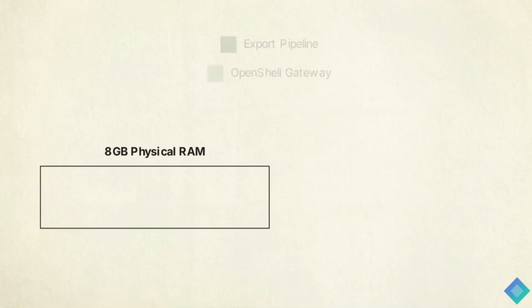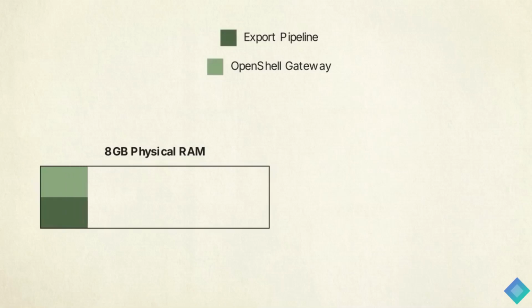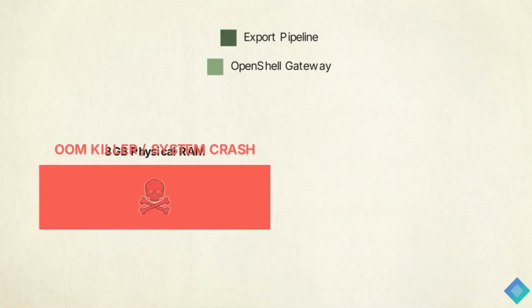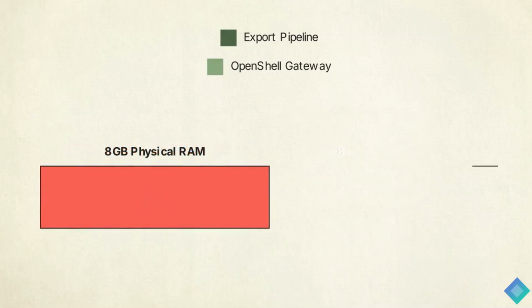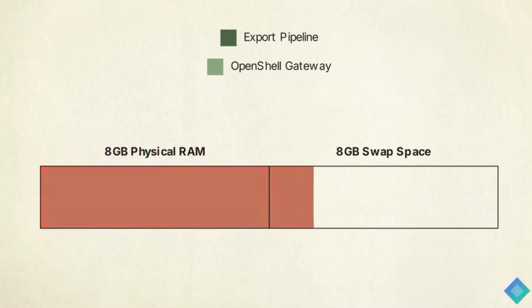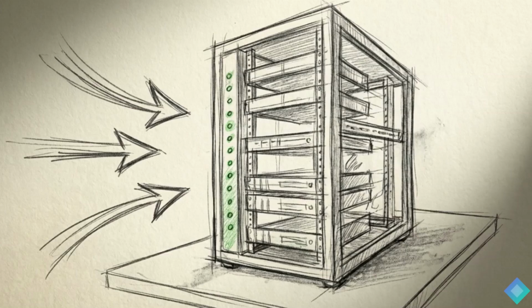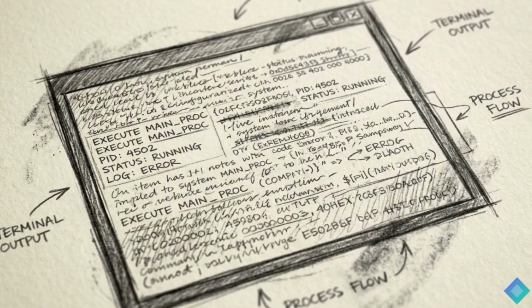The export pipeline and the OpenShell gateway run simultaneously, buffering decompressed layers directly in your memory. If your machine has less than 8 gigabytes of RAM, this combined usage will trigger an OOM, or out-of-memory, killer, crashing your system. To prevent this, you must configure at least 8 gigabytes of swap space. By strictly meeting these hardware and software baselines, you guarantee your host system remains stable and protected, even as the AI inside the sandbox executes unpredictable commands.